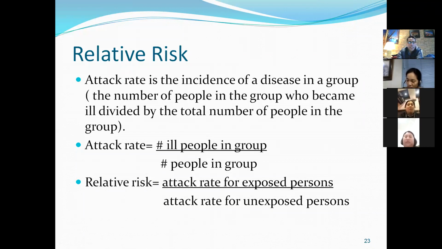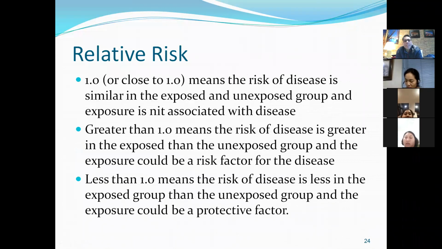But it's very easy to determine the attack rate because you just need to know the number of ill people in the exposed and the number of people in the non-exposed, and that becomes your numerator and denominator respectively. So just like odds ratio, we have to have a Bible on how to interpret the results of relative risk.